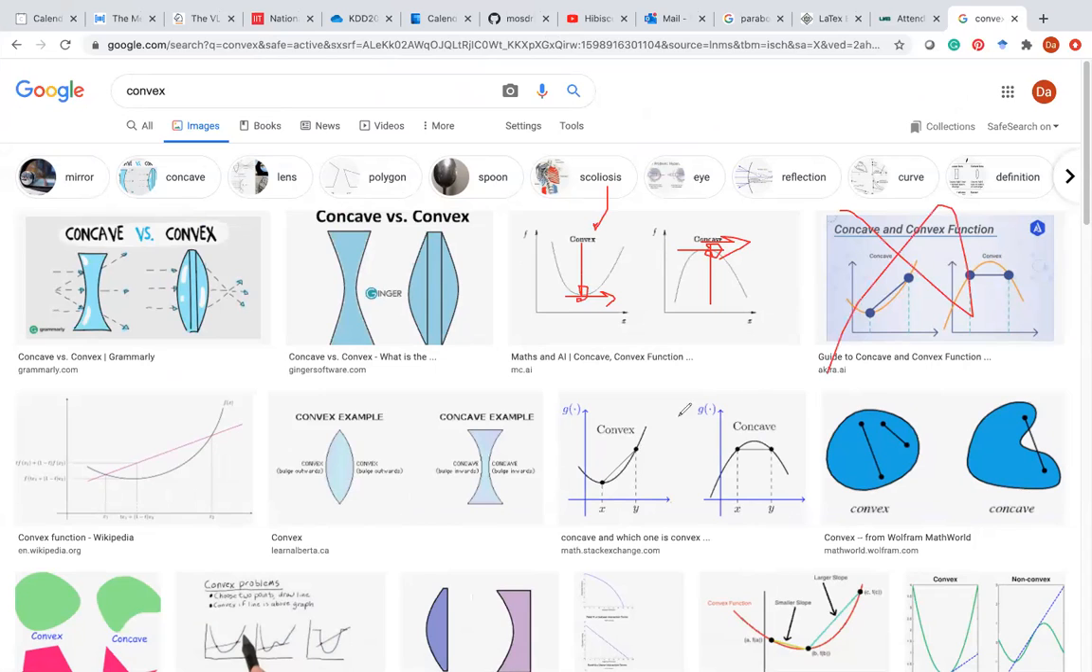So this is totally wrong, right? So this is right, okay? Convex means if you put a line between any two points on the curve, okay? Right, it's above the curve, okay? Concave means for any 2 points on this curve, if you put a line, it's always below the curve, okay? So this is concave, right?